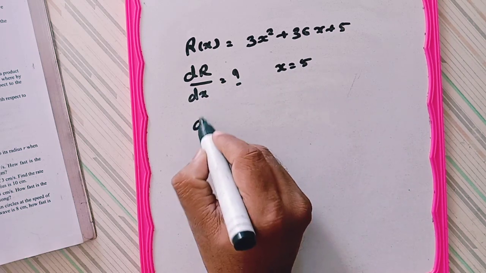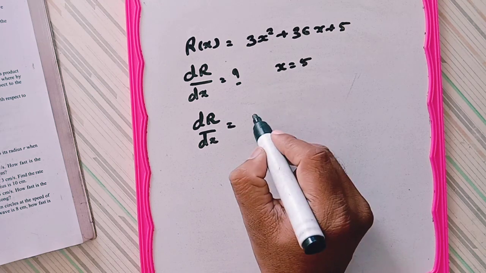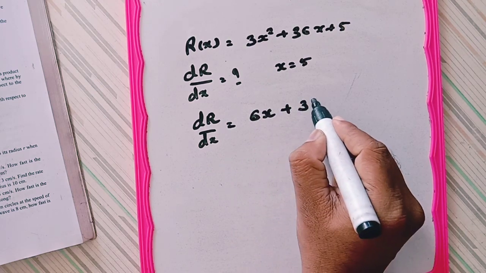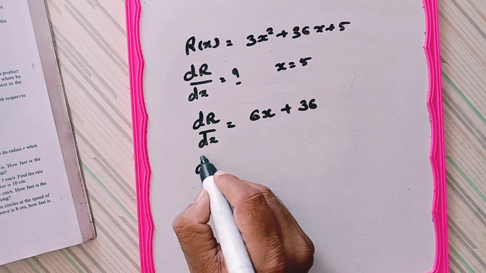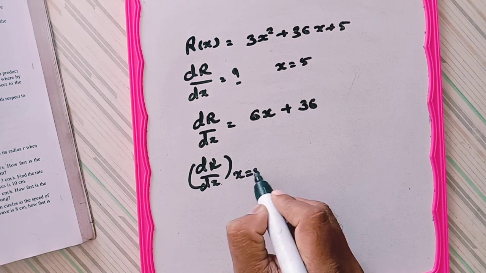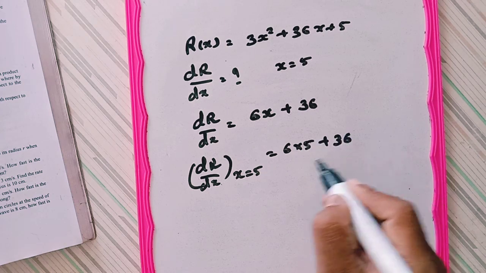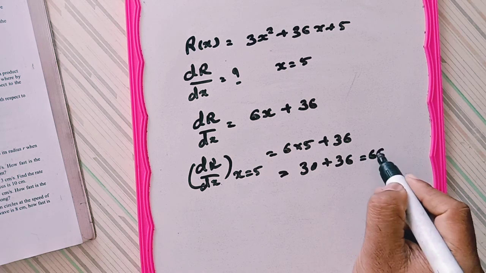So dR by dx we take, then 3x square differentiation is 6x, and 36x differentiation is 36, and 5 differentiation is 0. Now dR by dx at x equals 5 we take, then 6 into 5 plus 36, and so it is 30 plus 36, which gives 66 units.